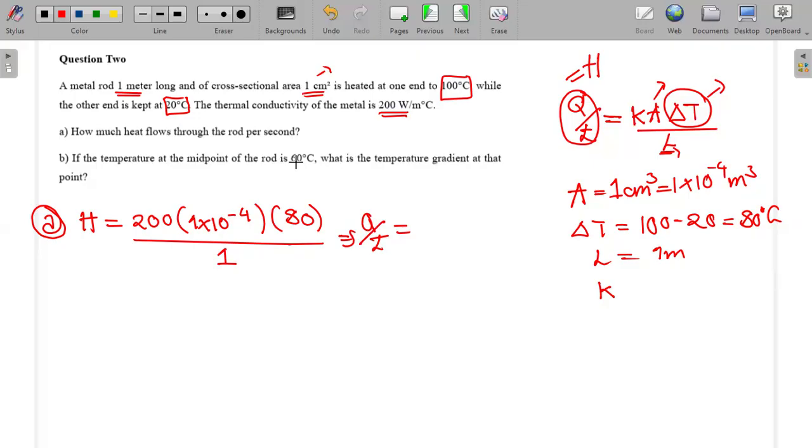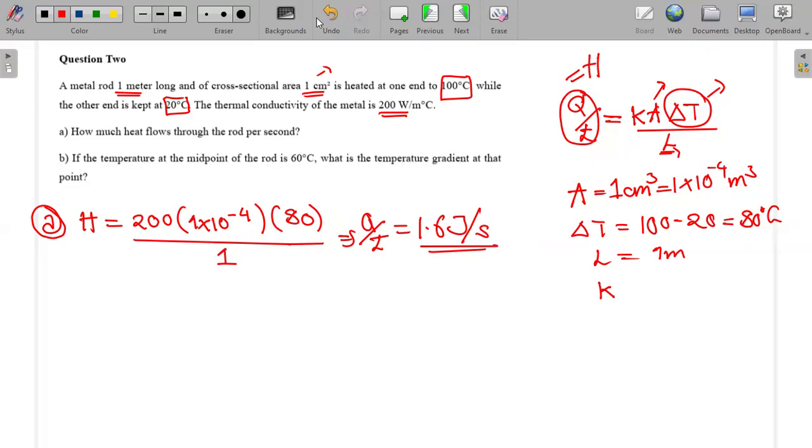Okay, so this is giving me 1.6 joules per second, which is the same as 1.6 watts. So it's the same as we're talking about the power, the rate of heat transfer. So joules per second is the same as watts, just like that. Okay, then this is part A. Let's now move on to part B.